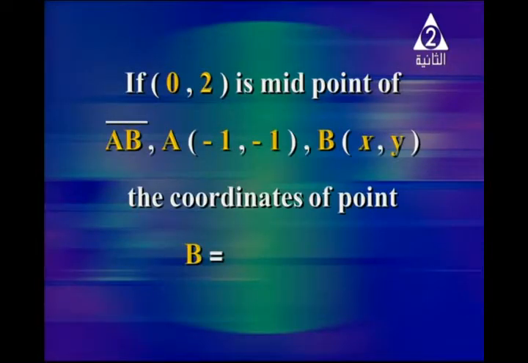If (0, 2) is the midpoint of AB, where A is (-1, -1) and B is (X, Y), then what about the coordinates of the point B? Try to find the coordinates of the point B. Look carefully at such an example. (0, 2) is the midpoint. So (0, 2) will be, yes, that's correct, will be the answer.